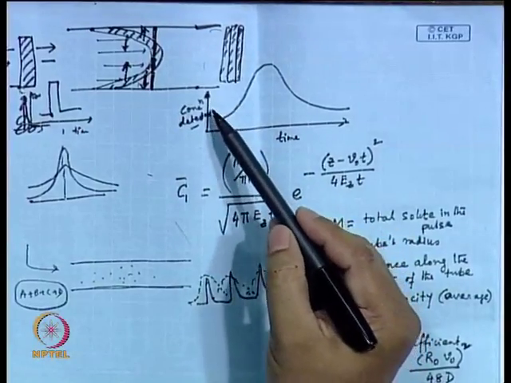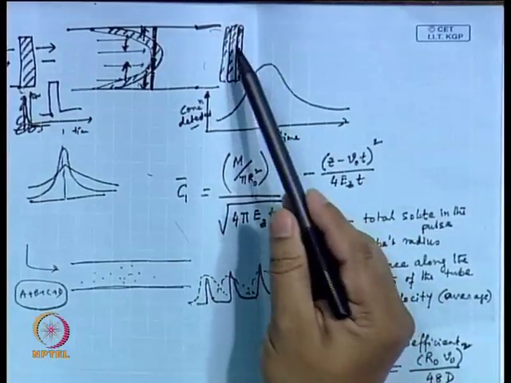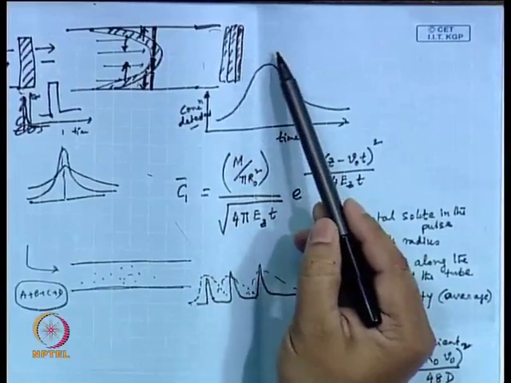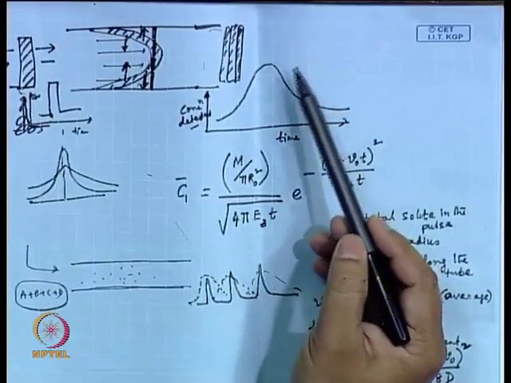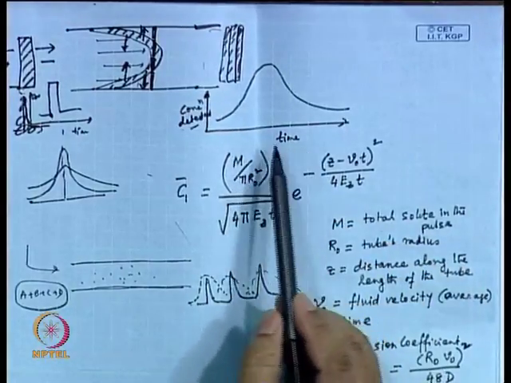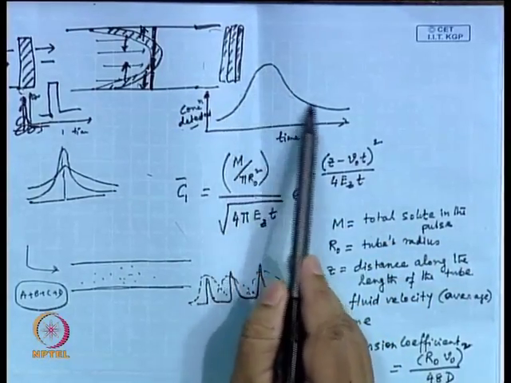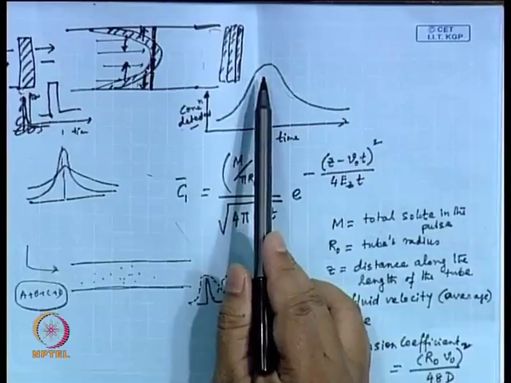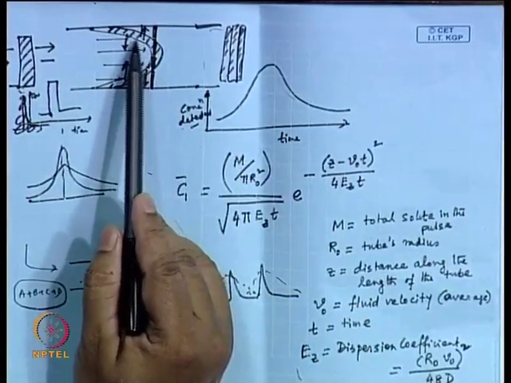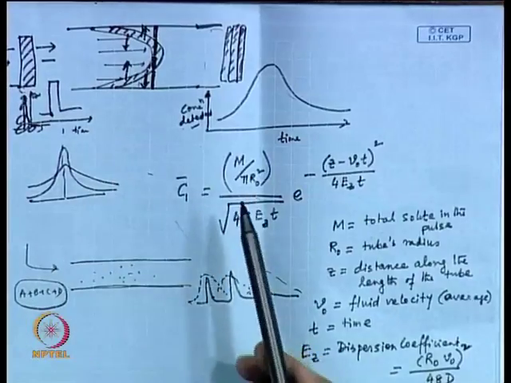If you plot the average concentration of this block that is detected by the detector, which is positioned at the outlet, as a function of time, what you see is a distribution, because the first layer will have some concentration, then there would be some other concentration, then some other concentration.